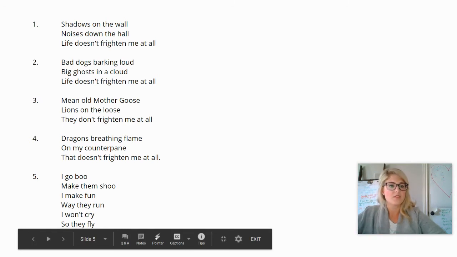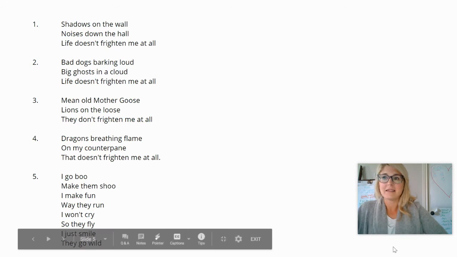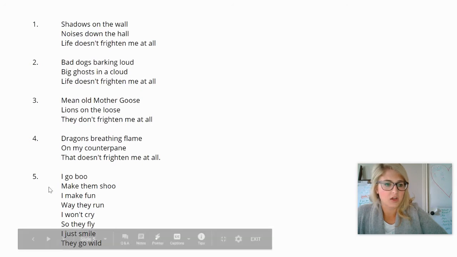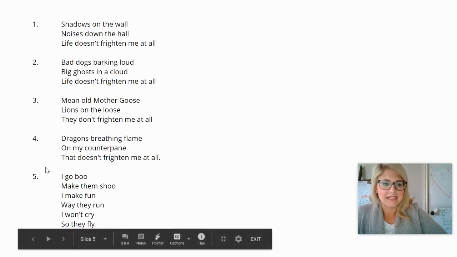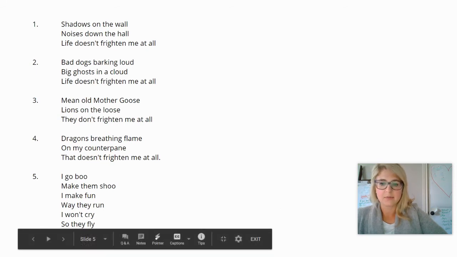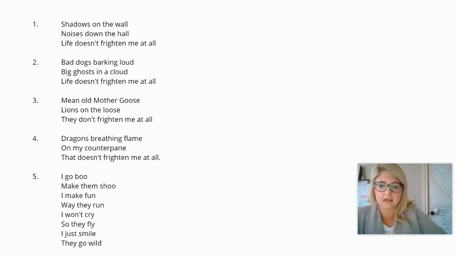So remember, our story that we're reading today is Life Doesn't Frighten Me by Maya Angelou. And you'll notice that this is a poem. That's our genre. And it's divided into a lot of stanzas. So on this page, I kind of split it up for us. There's 5 stanzas on this slide. And then there's several more stanzas on the next slide. There's a total of 12 stanzas. That's how she splits it up.